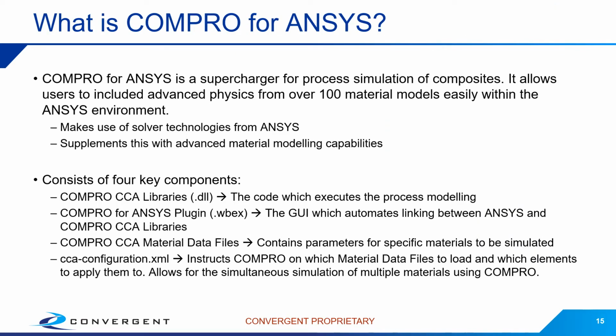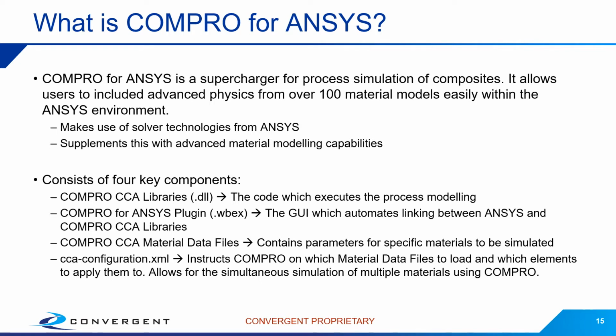So Compro for ANSYS is a supercharger for process simulation of composites. And again, it includes the hundreds of material models through the Convergent common component architecture to be used inside the ANSYS Mechanical environment. So we get the best of both worlds. We can use all the latest solver and GUI interface technologies from ANSYS, and we can also support advanced material modeling through Compro. Now, getting a little bit into the details of how the integration works, there's 4 key components.